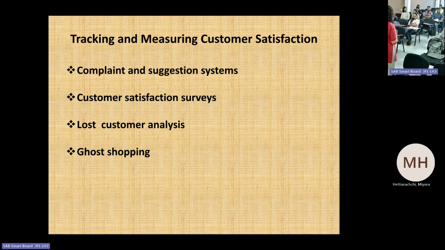So that is first-hand information. I don't know how far that is practiced in Sri Lanka, but I know that in the European context, McDonald's is doing it. The way that they are doing it is like this.